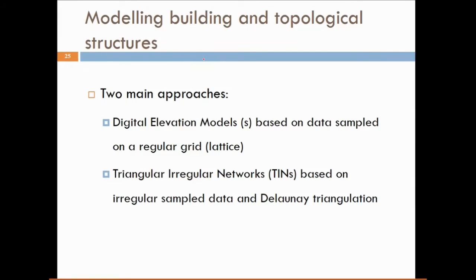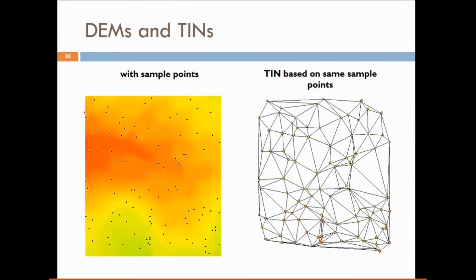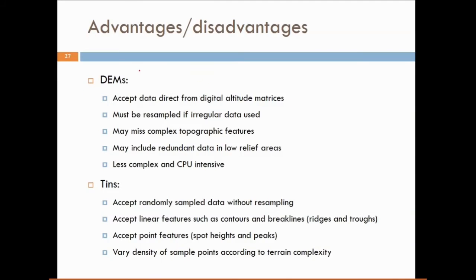For modeling, building and topological structure, there are two main approaches. You can have a digital model based on data sampled on a regular grid lattice, and you can have a TIN, triangular irregular network, which is based on irregular sample data and Delaunay triangulation. These are TINs based on some sample points. There are certain advantages and disadvantages.